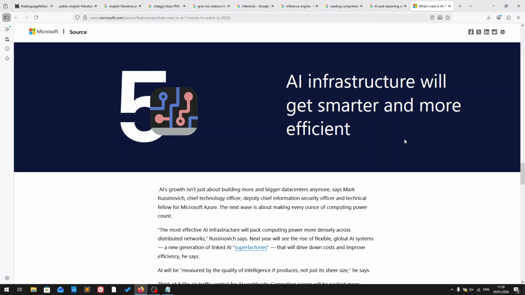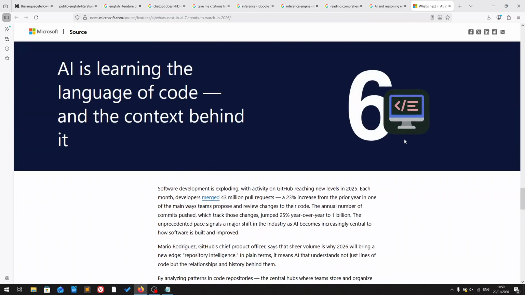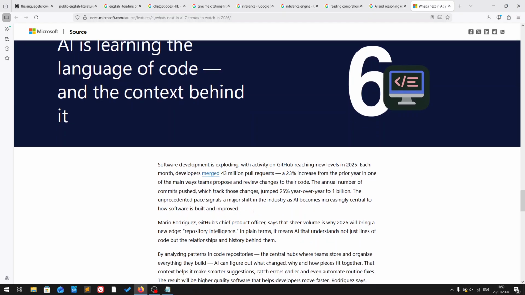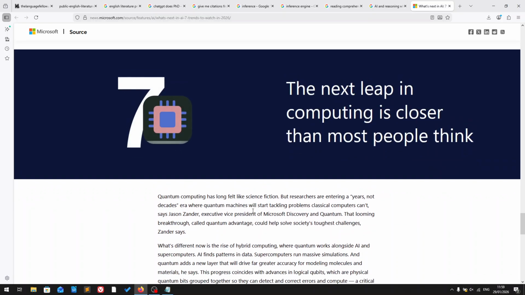Okay, so learning the language of code and the context behind it. As I mentioned, Guido van Rossum, the maker of Python, said that it'll learn C++ also. It's doing Python already. It'll learn C++ also. So it is yet to learn that. Okay.